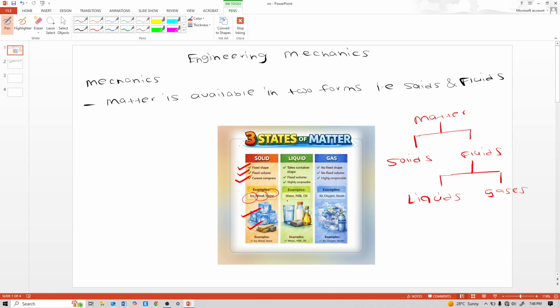Examples of liquids, we all know, are water, milk, oil, which take the container's shape. If you put that liquid into any other container, the liquid takes that shape. It is fixed in volume and slightly compressible. And fluids also include gases, that means air, oxygen, steam. They are highly compressible, with no fixed volume and no fixed shape. So that is it. Matter is available in two forms, solids and fluids, and fluids are further classified into liquids and gases.